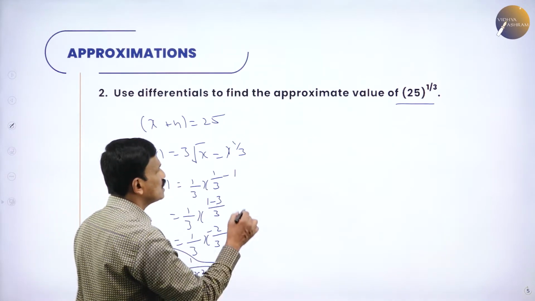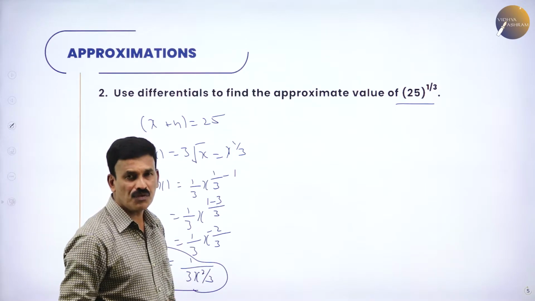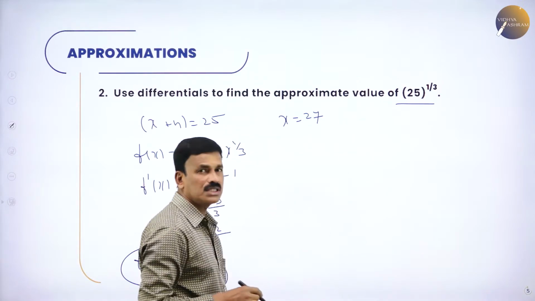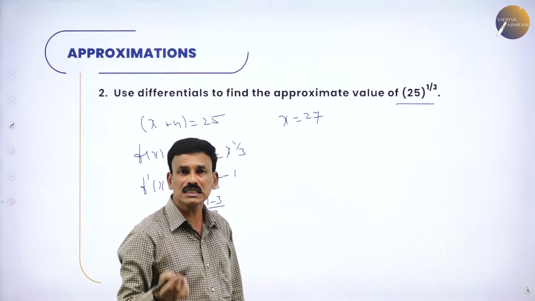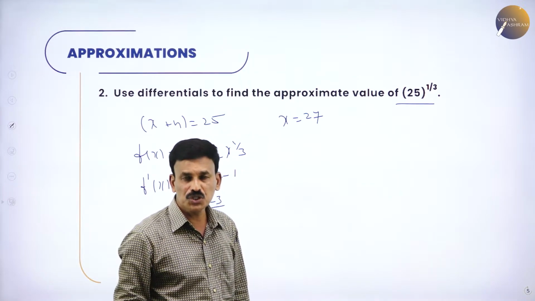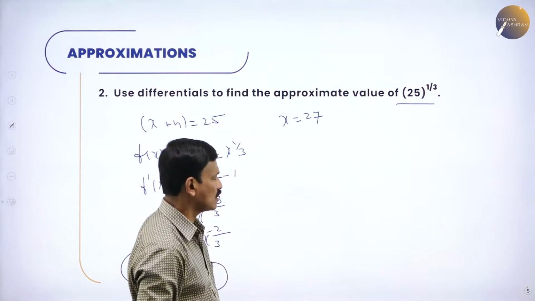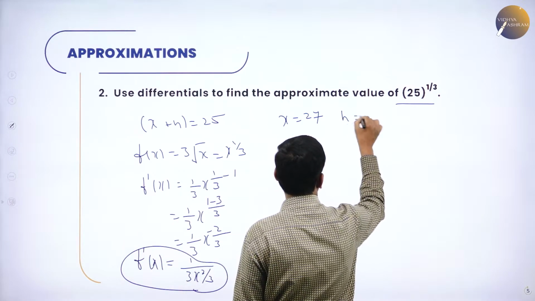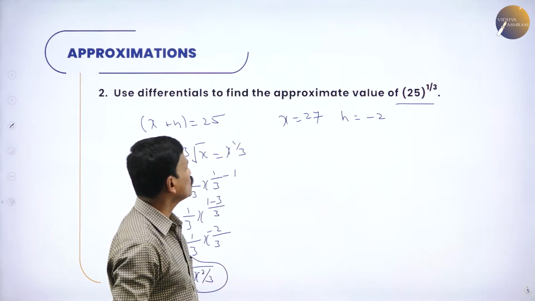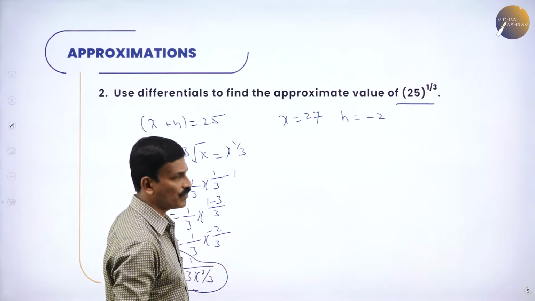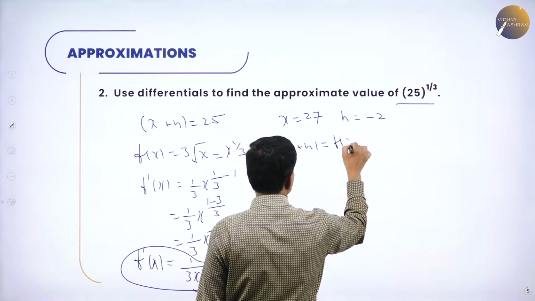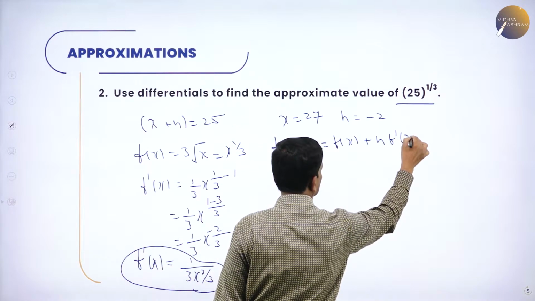Now, since what is given is 25, the nearest cube for 25, we can take x is equal to 27 because 27 can be written as 3 cube. 3 3s are 9, 9 3s are 27. So, if it is square root, take the nearest square root value. If it is cube root, the nearest cube value is 27. So, and what is h here? So, we have taken x as 27, h is equal to minus 2. H is equal to minus 2. So, 27 minus 2 is 25. Okay. Now, what is the formula? F of x plus h is equal to f of x plus h into f dash of x.